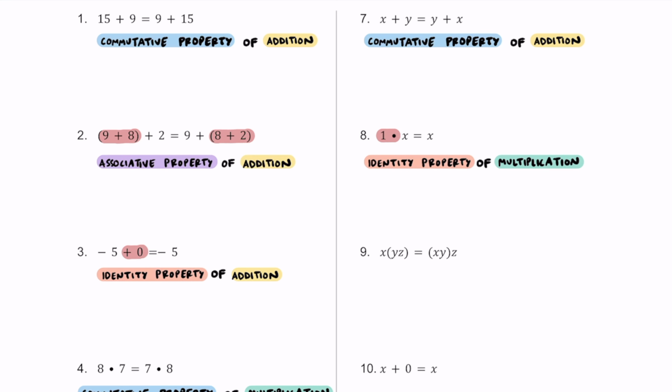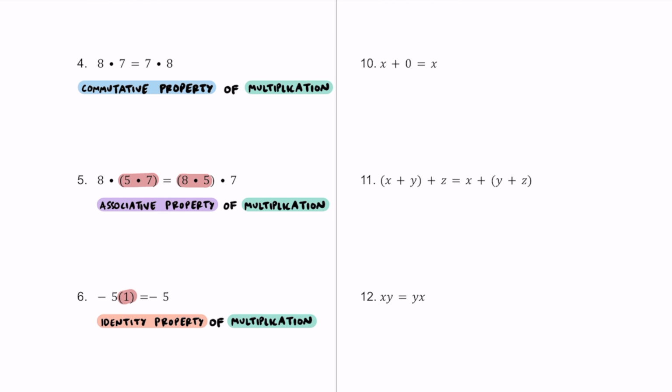For number 9, we have x times the quantity of y times z is equal to the quantity of x times y, then multiplied by z. So notice how the grouping here is this yz, and then the grouping moves over to this xy that's being multiplied. So the grouping was around the second two factors here, and now the grouping is around the first two factors. So the grouping changed here. If the grouping changed and we're dealing with multiplication here, this represents the associative property of multiplication. Let's check out number 10.